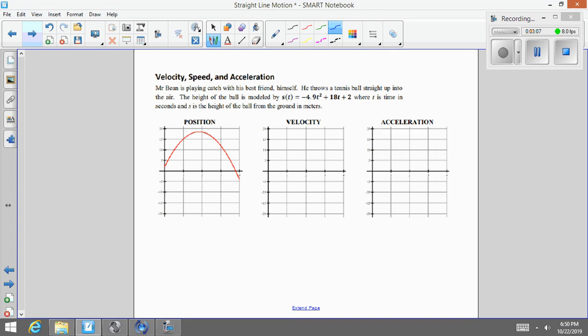All right, so we're going to start with a graphical example. So in this scenario, Mr. Bean is playing catch with his best friend, which is himself. He throws a tennis ball straight up into the air. The height of the ball is modeled by s of t, so that is also our position function, where t is time in seconds and s is the height of the ball from the ground in meters.